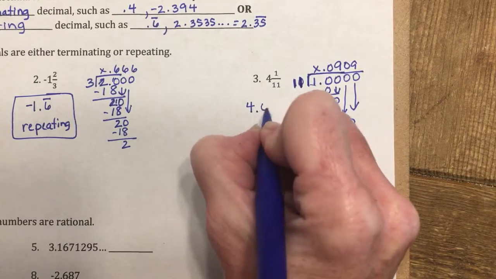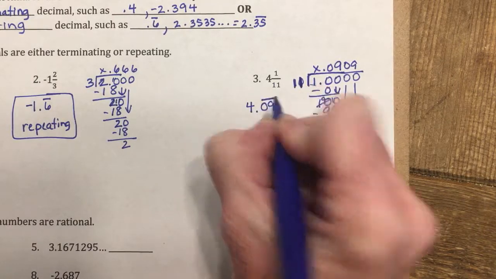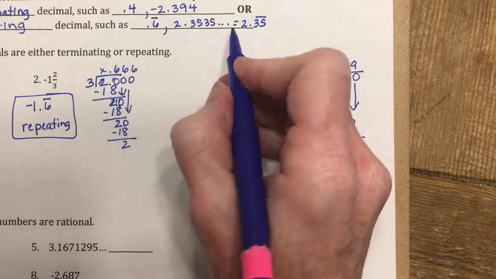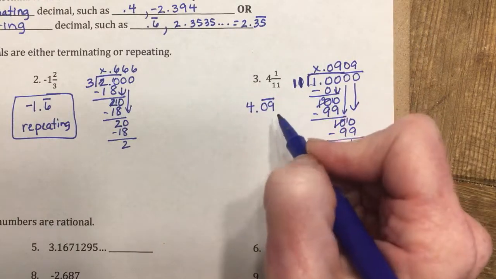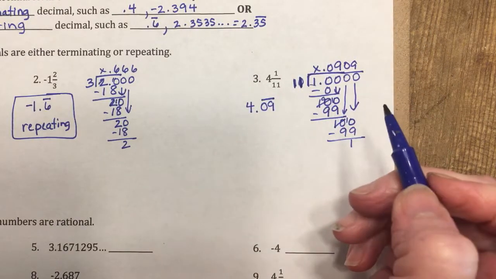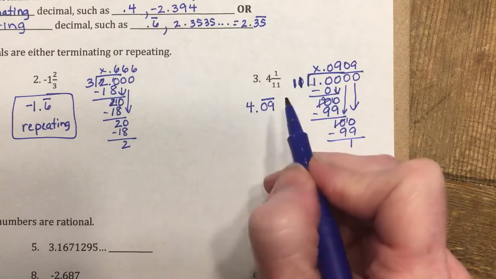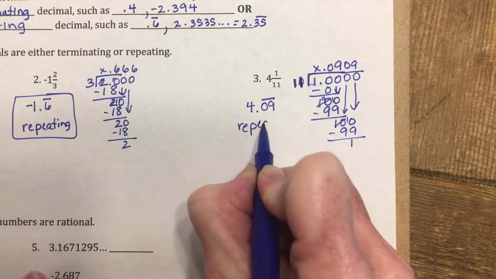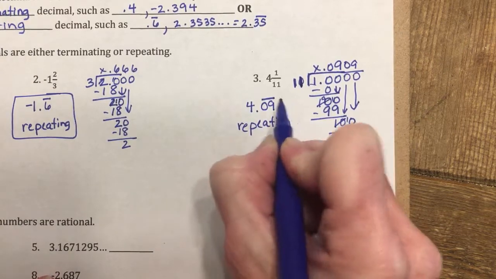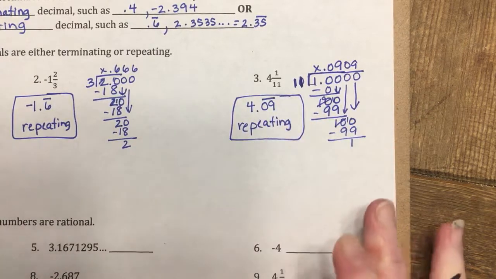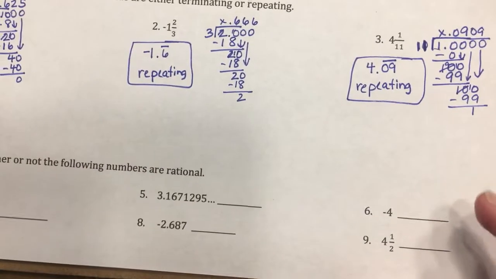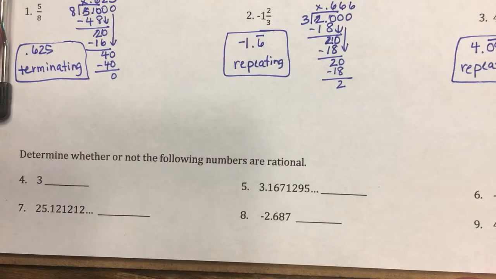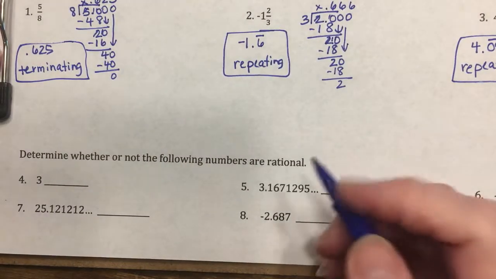So this is 4.09, and I'm going to put the line over both of my numbers, right? Because we talked about this earlier. If you have 2 digits repeating, you have to put it over both of the digits. I didn't put it over the 4. The 4 is not repeating. All right, and then again, we've already said that this is a repeating decimal.